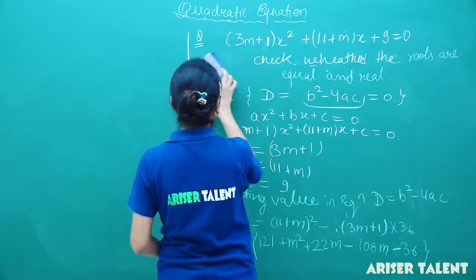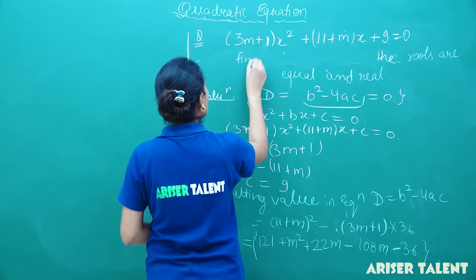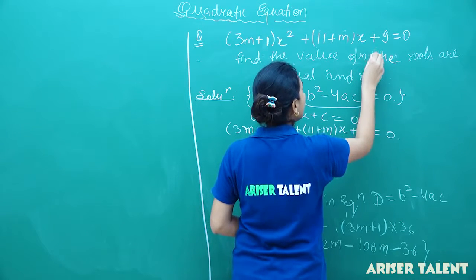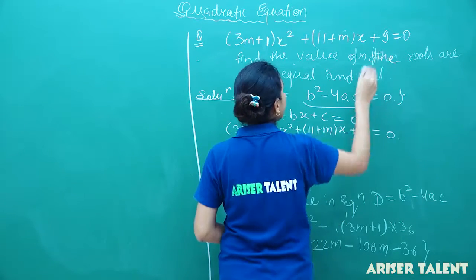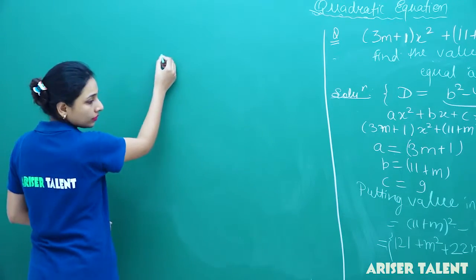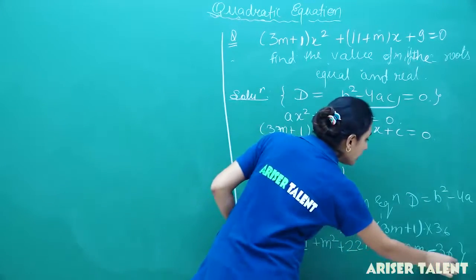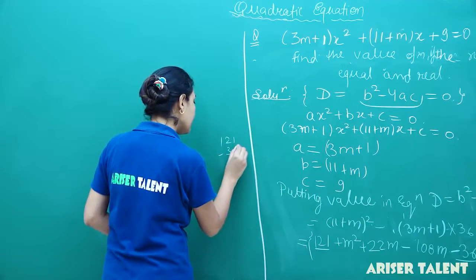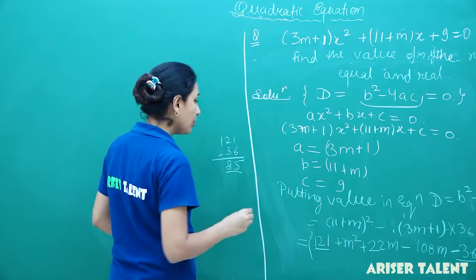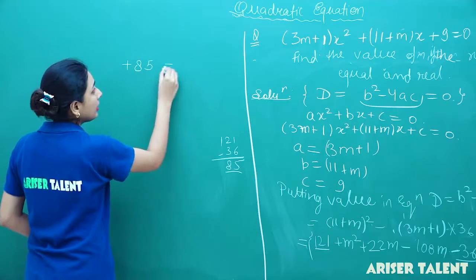Here the question, students, is not to check if the roots are real and equal, but to find the value of m if the roots are real and equal. So, if this is so, then D will be equal to 0. So, putting, now this is 121 and this is 36 here. So, 121 minus 36 will give 85, the numerical value, plus, equals to 0.